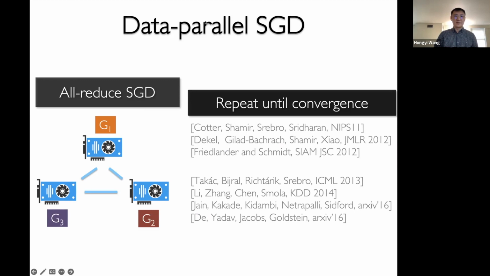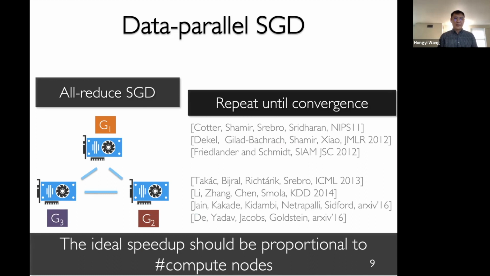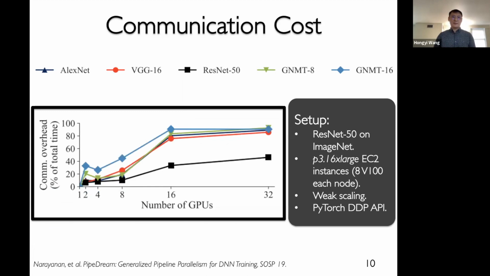As you may notice, as we distribute the computing power evenly across the number of GPUs, the ideal speedup you should expect computation-wise is proportional to the number of compute nodes. In this example, that is the number of GPUs in the cluster. But that computation speedup does not come for free, right? It comes with a price. The price is that you have to initialize some rounds of communication. So that's something people call the communication overhead.